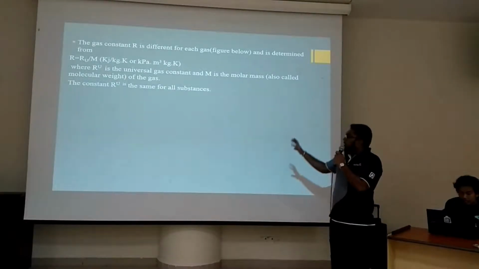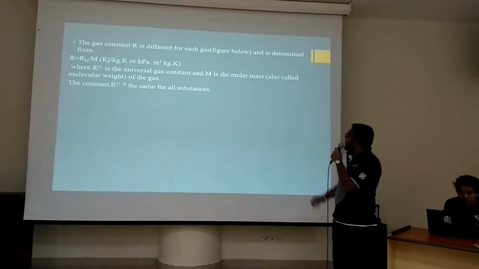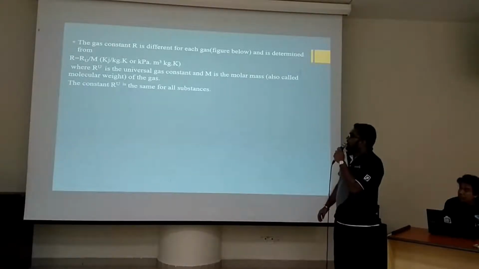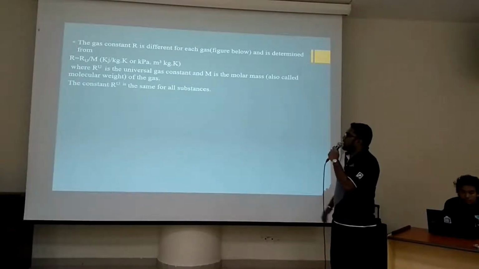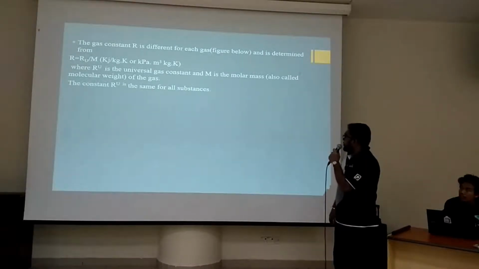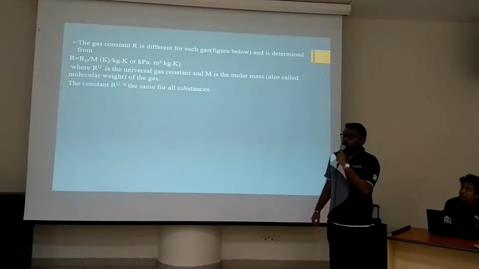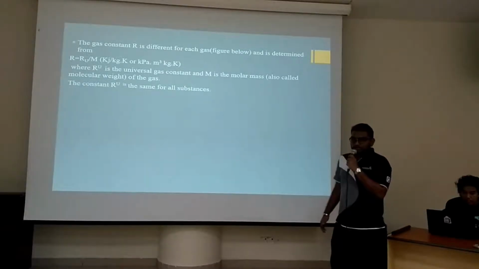The gas constant R is different for each gas, if you can refer to the figure, and it's determined from R equals Ru over M. The unit is kJ/kg·K or kPa·m³/kg·K, where Ru is the universal gas constant and M is the molar mass, also called molecular weight of the gas. The constant Ru is the same for all substances.